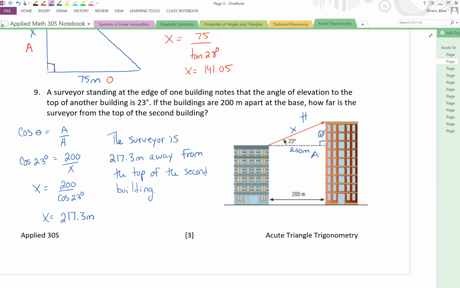Alright, after doing this, you should see that the surveyor is 217.3 meters away from the top of the second building.